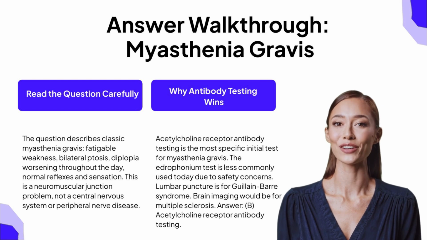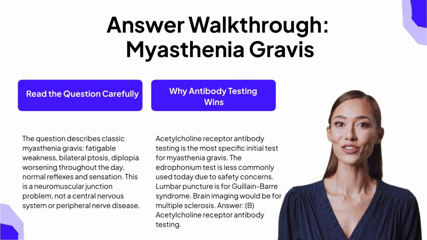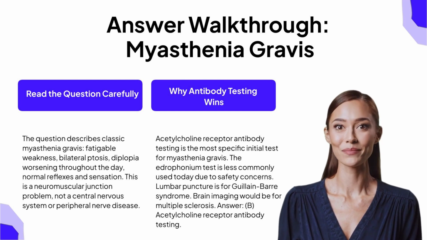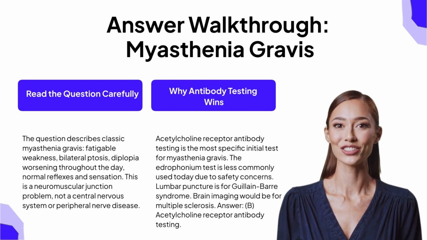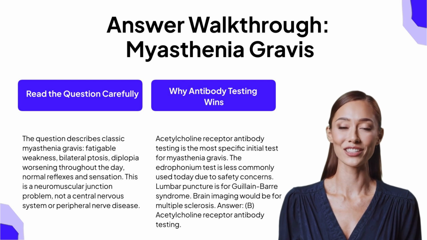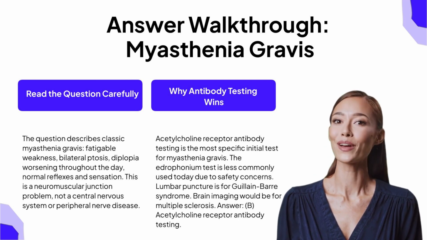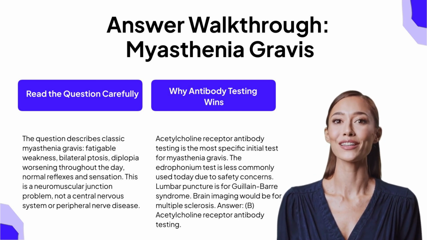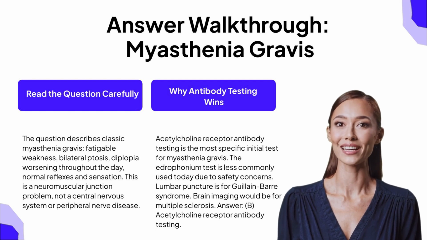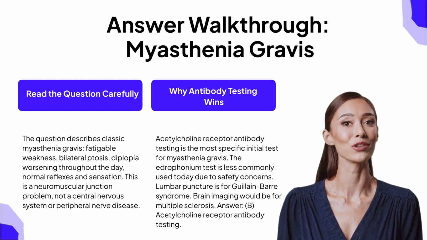Acetylcholine receptor antibody testing is the most specific initial diagnostic test for myasthenia gravis and is the preferred first step. The edrophonium test, while historically important, is less commonly used today due to cardiac side effects. Lumbar puncture is for Guillain-Barré Syndrome. Brain imaging would be for multiple sclerosis. The correct answer is B, acetylcholine receptor antibody testing.